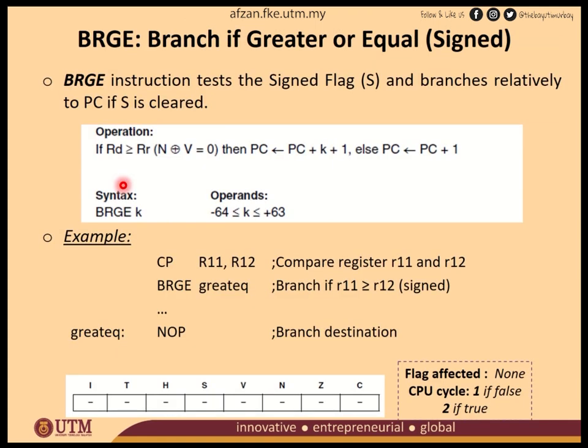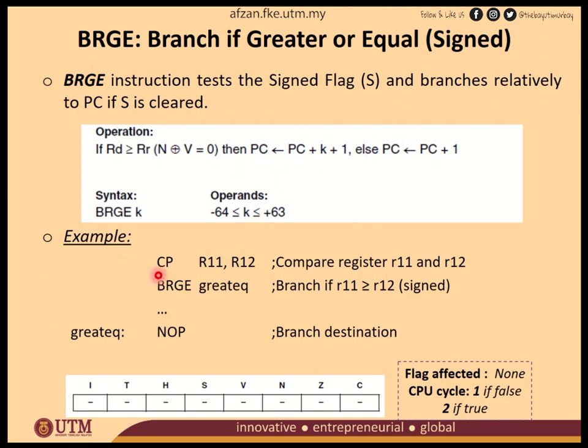The next one is BRGE. BRGE stands for branch if greater or equal. This is for signed numbers. The BRGE instruction tests the sign flag, and branches relative to the PC if S is clear. If S is equal to 0, then it branches. If your S flag equals 1, the branch is not taken. This is the syntax, BRGE K. This is the operand, and this is where it wants to branch.